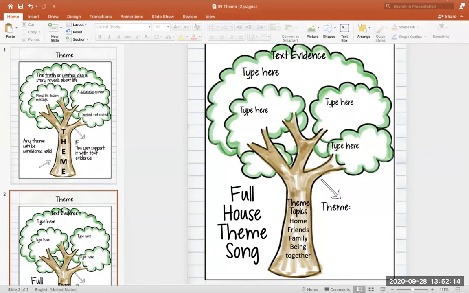So you could come up with lots of themes from that. I'm going to come up with something really basic, but I'm going to prove it using text evidence. That's what we talked about in this first theme tree: any theme can be valid as long as you can support it with text evidence. So using these topics, I'm going to write in our theme: family members are there for each other and help each other.